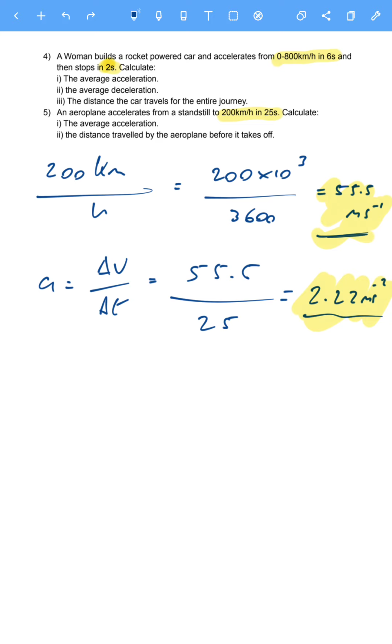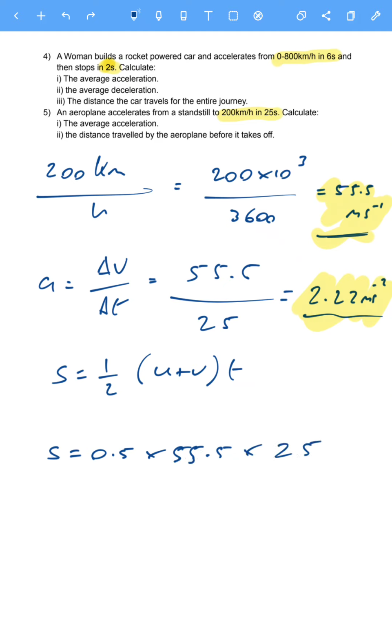And then we just need to calculate the distance travelled. What we could do is the same as last time. We could just use s equals a half, u plus v, times time. So the displacement s, what we're looking for, is equal to 0.5 times u plus v. The initial speed is 0, the final velocity is 55.5 meters per second, multiplied by the time taken, which is 25 seconds. If you put that in your calculator, you should get 694 meters, rounded up.